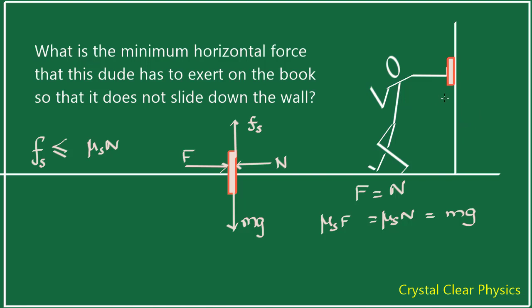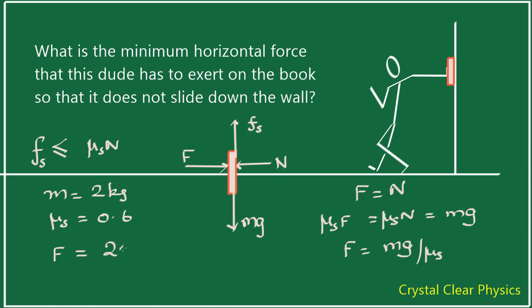Again, if I apply a lesser force than that, mu s times N will be less than mg. Friction cannot reach mg, so the book will slide down. So the minimum force required is given by mg by mu s. For example, let's say the mass of the book is 2 kilograms, and let's say the static friction coefficient mu s is 0.6. In that case, the force that this person needs to exert horizontally is 20 divided by 0.6. That's about 33.3 newtons.